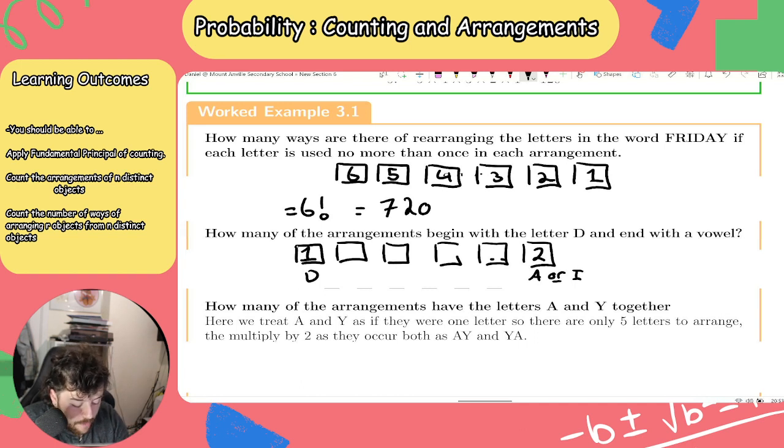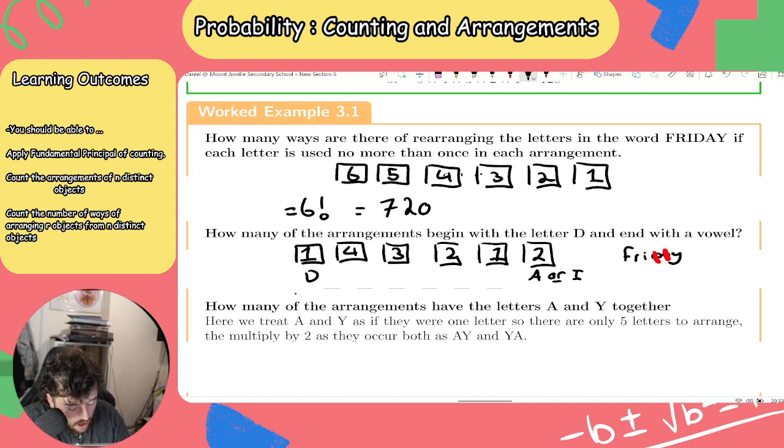So I'm already using D in the first one. I'm already using a vowel here. So that's 2 possible objects already taken. Therefore, I only have 4 options for my second one. For example, if I use A and D, I only now have 4 options to choose with. Then I'm going to have 3 options to choose with, 2, then 1.